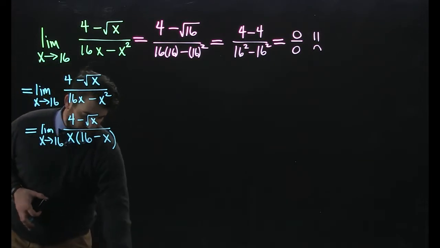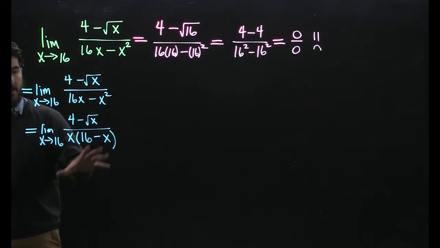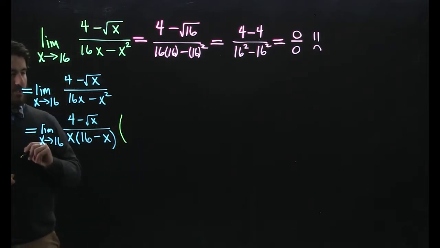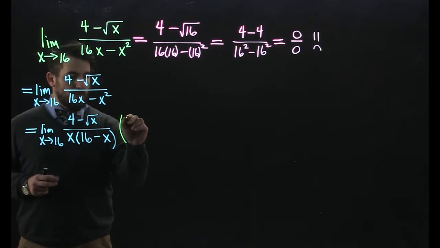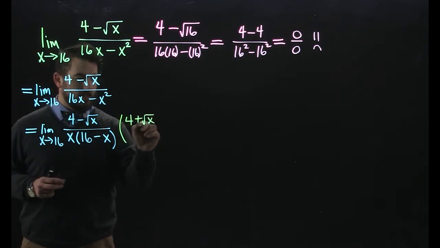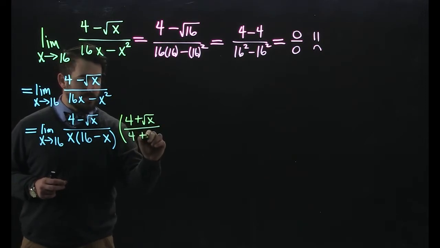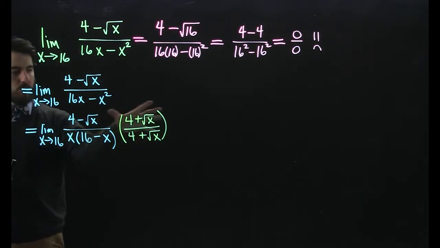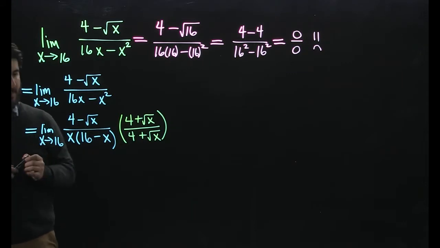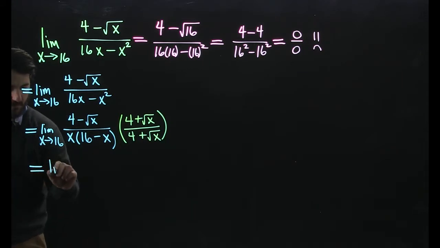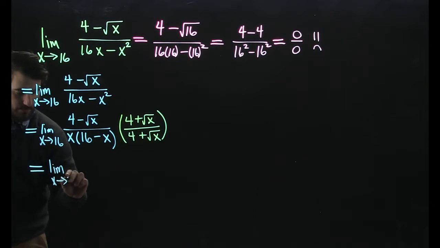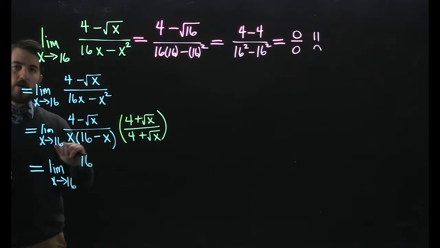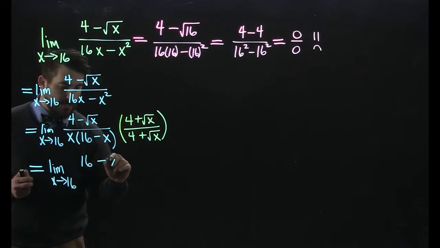The other thing I should notice is that I can multiply by the conjugate to the top and bottom, because I want to rationalize the numerator. So that's going to be 4 plus root x divided by 4 plus root x. And then when I multiply across the top, 4 times 4 gives me the 16. The middle two terms of the FOILing will cancel out, and I'll be left with minus x.